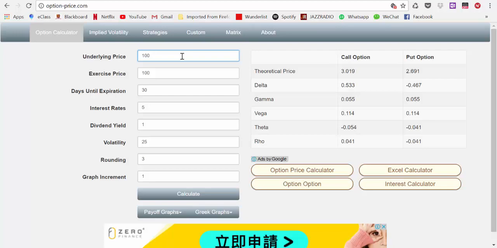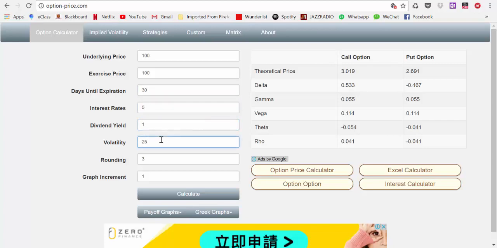Now, you're going to see this website quite often. There's an underlying price, which is the spot price. There's an exercise price, the strike price. So these things come under different names. Underlying price is spot price. Exercise price is the strike price. Days until expiration, I believe this is calendar days, so 30 days is 1 month. Interest rate, don't worry about that. Dividend yield, don't worry about that for now.